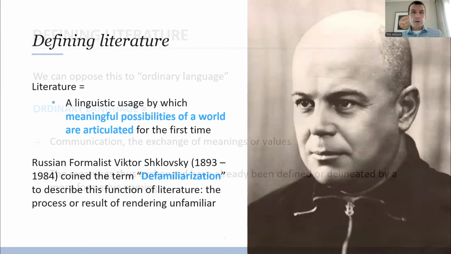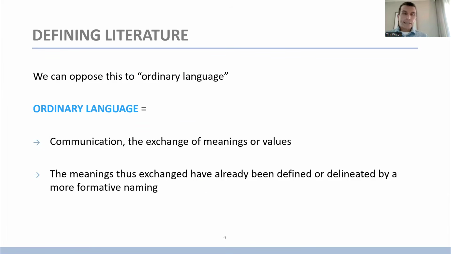So if we take that point of departure, we can oppose literary discourse or literary language to ordinary language and ordinary discourse. With ordinary language, we have communication that is the exchange of already determined meanings or values. So they've already been delineated. We don't think about them too much.